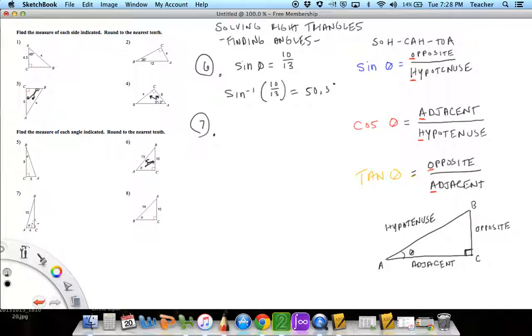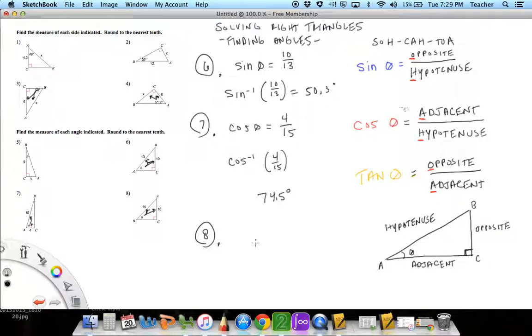So number 7 is an angle. We have the adjacent and the hypotenuse. Adjacent and hypotenuse would be the cosine. So we have cosine theta equals 4 over 15. To solve for this, we're going to use the arc cosine. So that would be cosine to the negative 1 of 4 divided by 15, which should give you an answer of 74.5 degrees.